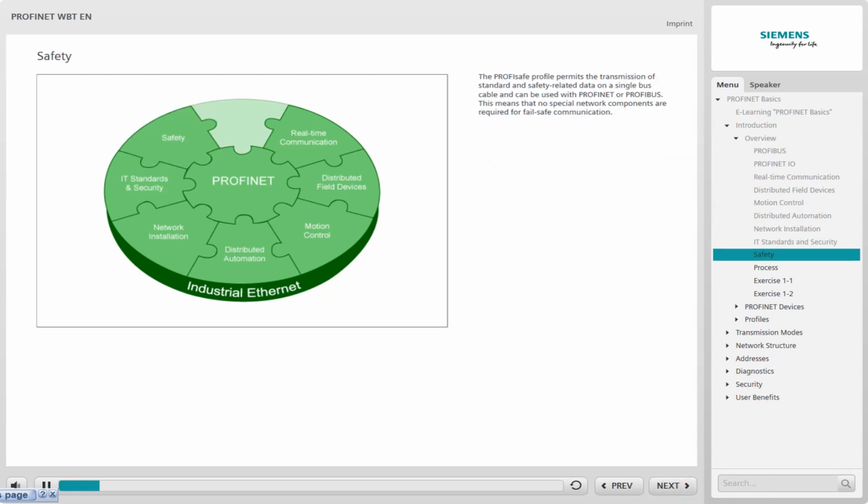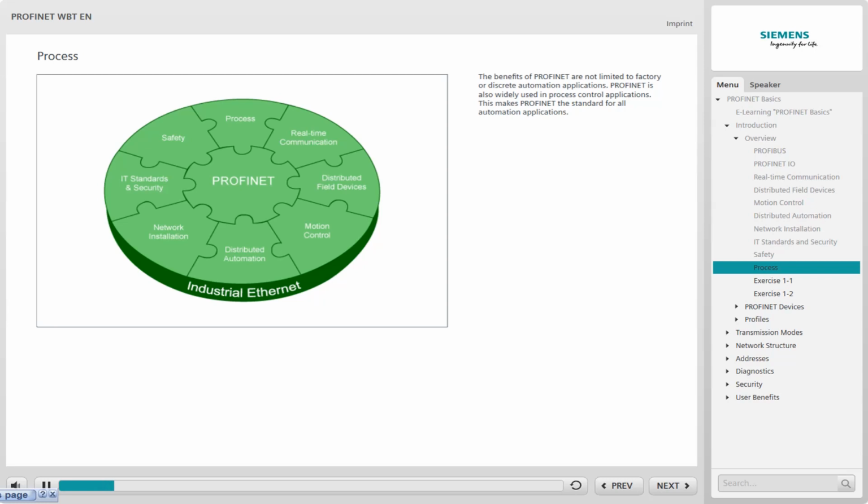The ProfiSafe profile permits the transmission of standard and safety-related data on a single bus cable and can be used with PROFINET or PROFIBUS. This means that no special network components are required for fail-safe communication. The benefits of PROFINET are not limited to factory or discrete automation applications. PROFINET is also widely used in process control applications. This makes PROFINET the standard for all automation applications.